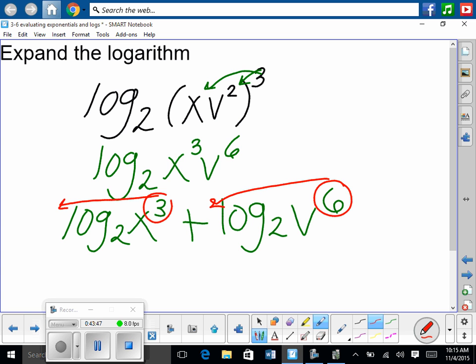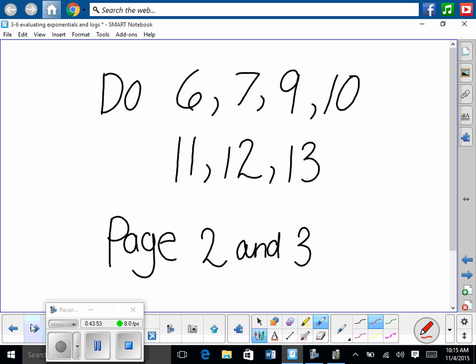I don't need to write it out. Are we all good with that? At least that part. Okay. Last thing is, oh no. So do problems 6, 7, 9, 10, 11, 12, 13. That's all I'm requiring for you to have done tomorrow. Don't cross out the others. We've got to finish this off tomorrow and then move on. But this is what's going to be required of you for tomorrow.